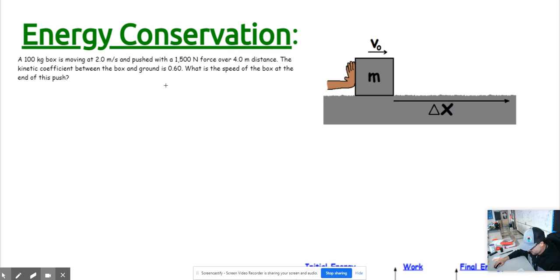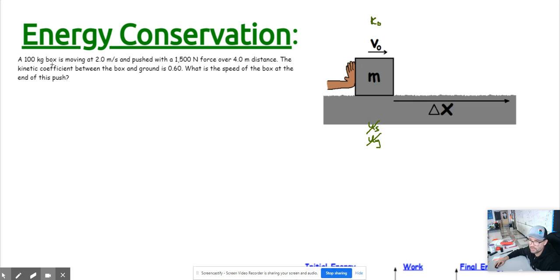Okay, so the first thing we need to do is figure out what types of energy transformations we're going to have and if it's isolated or not isolated. So it says it's moving initially, so we're going to have some K initial. And we don't have any springs, so that's not something we're going to have here. We don't have any change in height stuff, so we're not going to use UG.